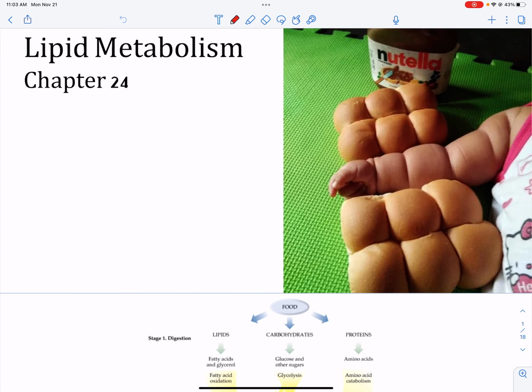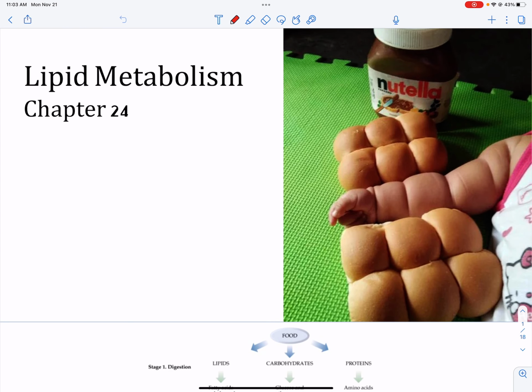And I want to remind you about lipids. We studied lipids in chapter 23, their structures, their different classes. The main one we're going to be focusing on in this chapter is a triacylglycerol. So I'm actually going to draw this out. Remember, it's a molecule of glycerol.